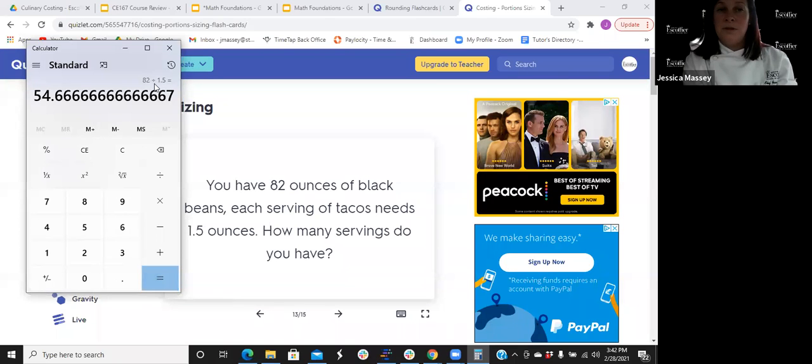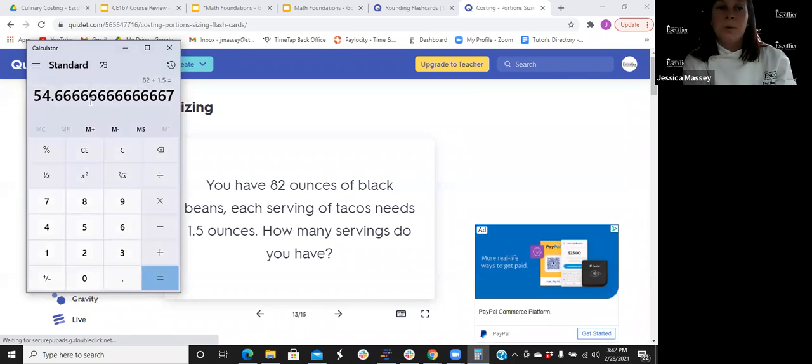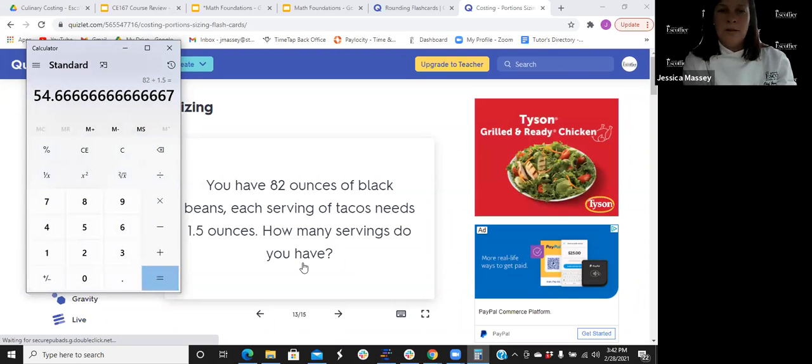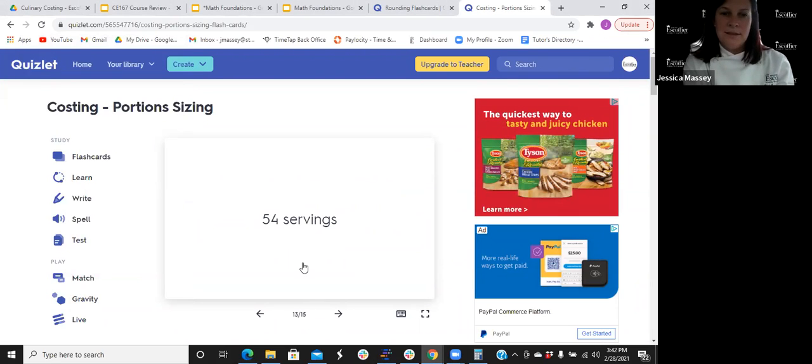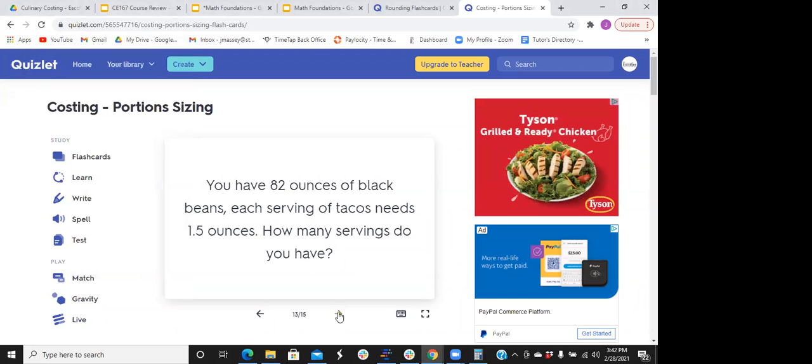So if you do your 82 divided by 1.5, you would get 54.6666667, because we cannot have a partial of a serving. And I'm asking you, how many servings do you have? Everything to the right drops off. So if you answered 54, you're on to something. You're right. Yes, I got it.